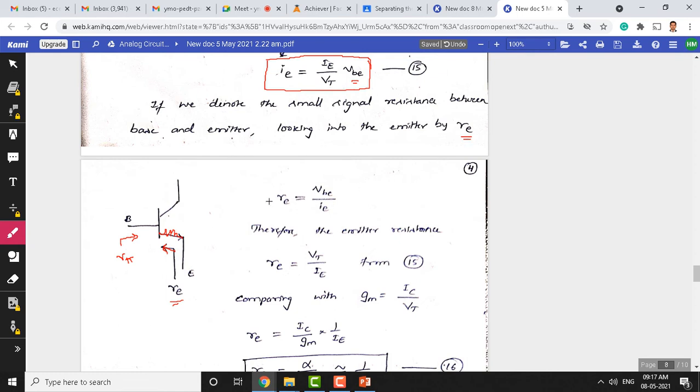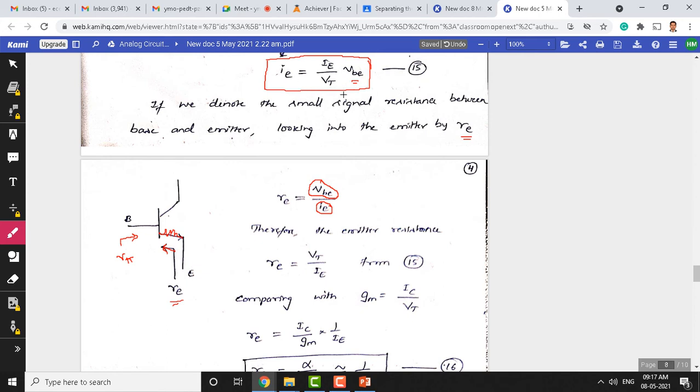Then from a mathematical point of view, RE can be written as the AC base-emitter voltage VBE divided by the AC emitter current IE. This is the definition of RE. Mathematically, we can write RE as this. Now we can substitute, so alternative expressions for the emitter resistance value can be found from this.